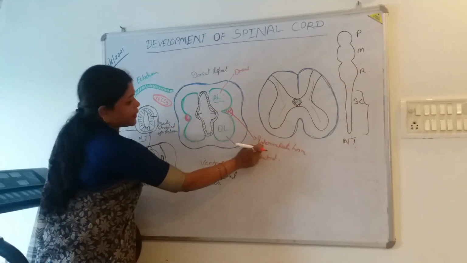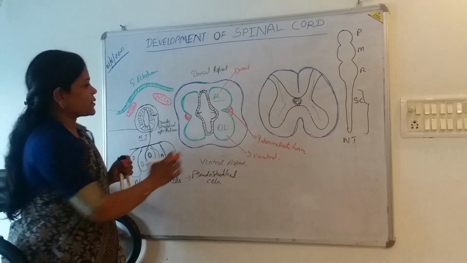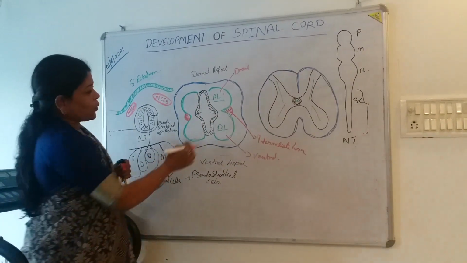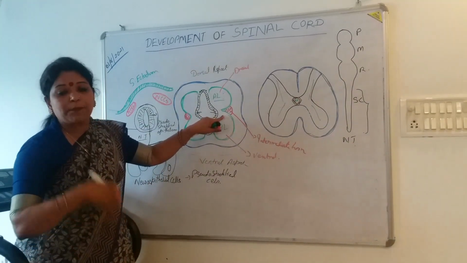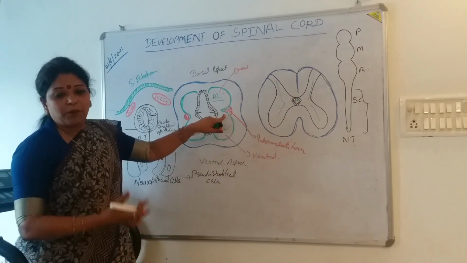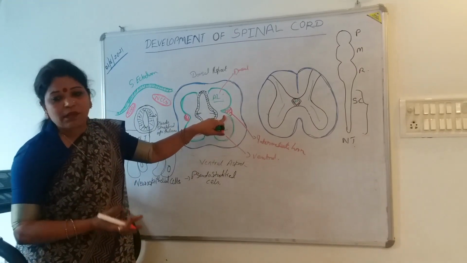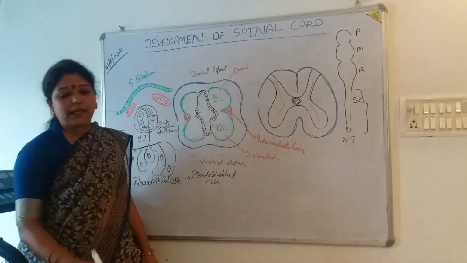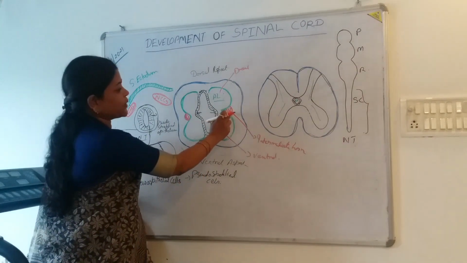Okay. But this intermediate horn, where is it present? It is present, this condensation of the cells. It is present only in the thoracolumbar region, which is concerned with the sympathetic outflow. That means the sympathetic fibers from the spinal cord, where are they coming from? From the whole of the thoracic as well as the upper lumbar region. So these horns are related with the sympathetic outflow. That is, the preganglionic fibers are derived from this horn.